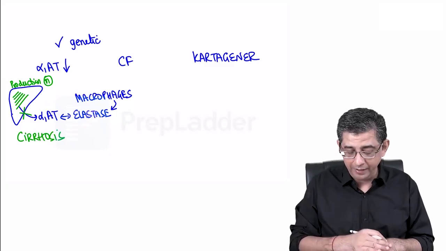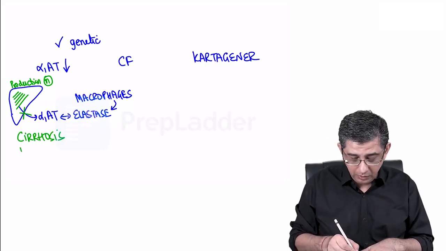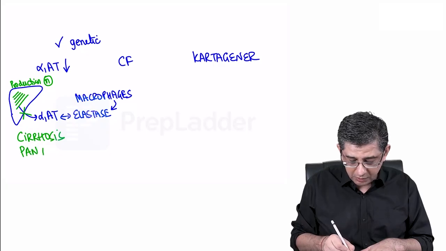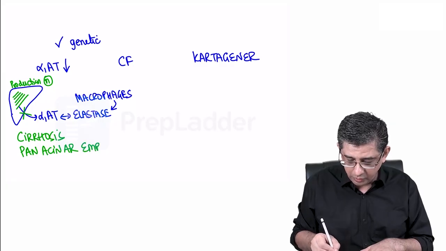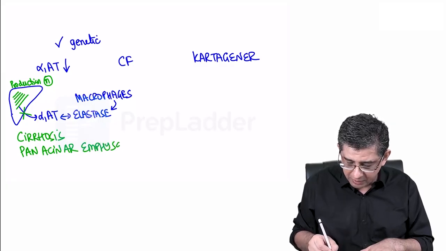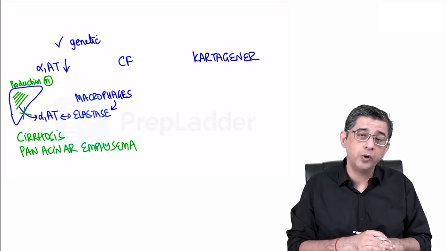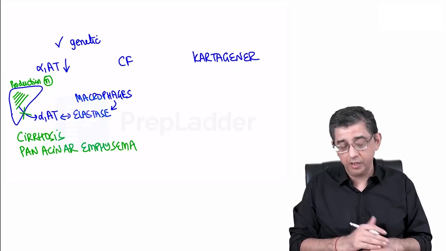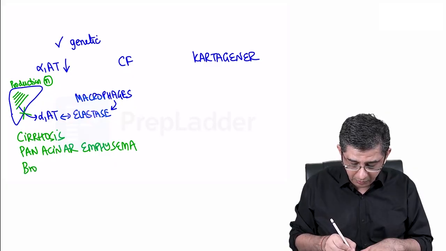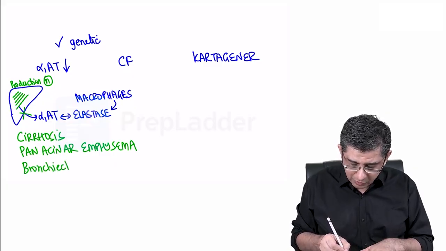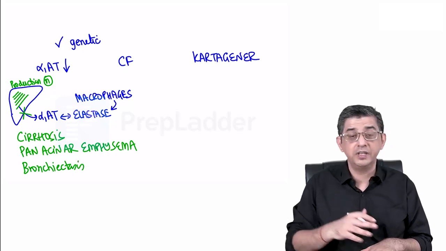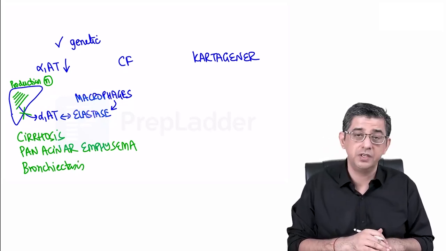Now, because alpha-1 antitrypsin is not available, the ability to neutralize elastase will not be there, so the bronchioles can be affected. The damage to the bronchioles will manifest in the form of panacinar emphysema. Even the proximal bronchi and medium-sized bronchi can be involved, so the manifestation can now be in the form of bronchiectasis. This is the profile that you always get with alpha-1 antitrypsin deficiency.